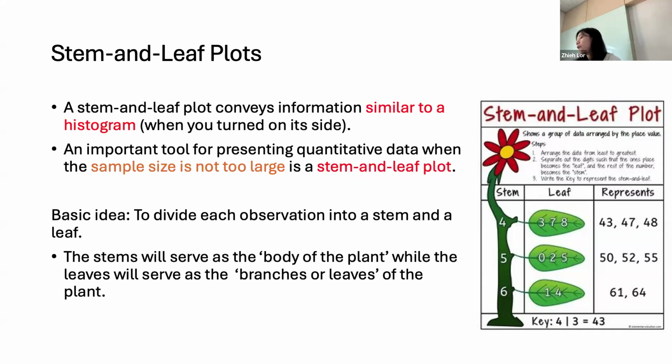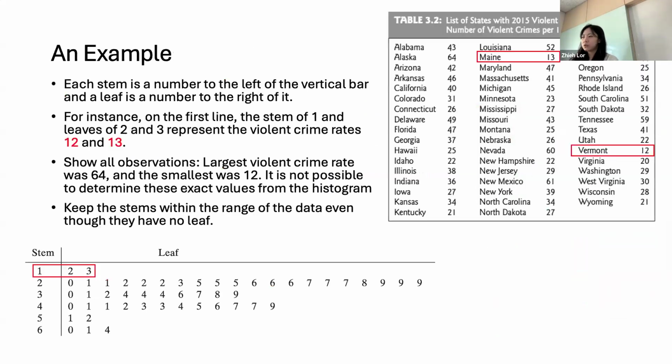What are these? 4 means 43, 47, 48. So 4 is the first digit of a two-digit number. And then 5 is the first digit of the second row, like 50, 52, 55. This is how you look at and try to understand a stem and leaf plot. I won't ask you to draw one in the final exam, but at least you have to recognize an example.